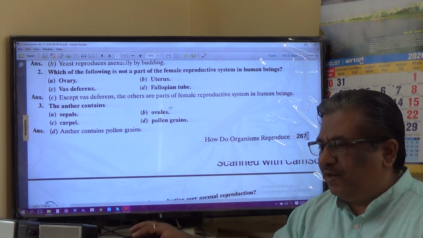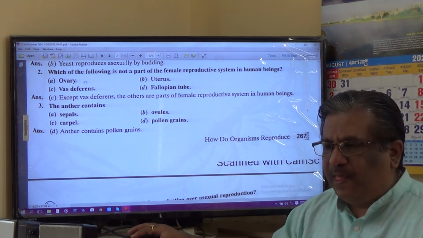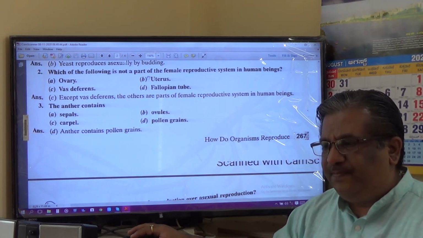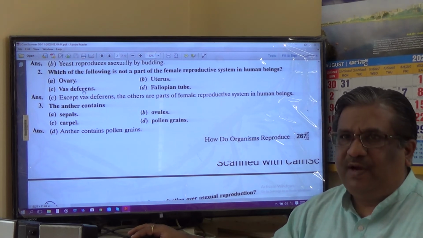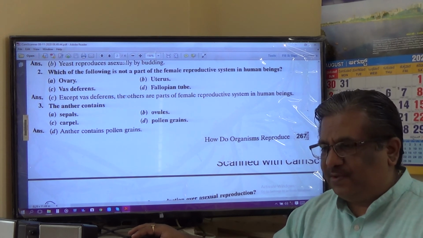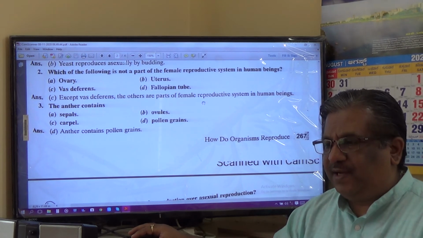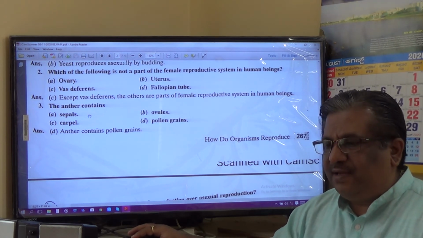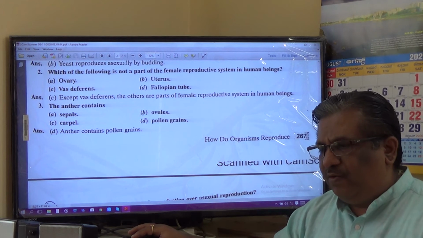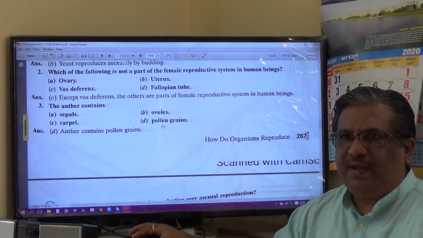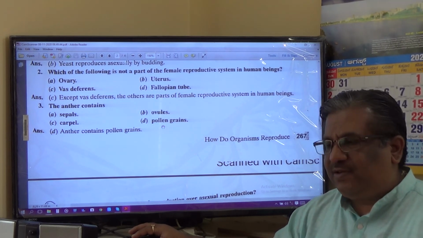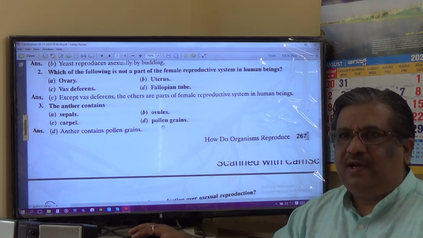Which of the following is not a part of female reproductive system in human beings? Ovary, it is a part of female reproductive system. Uterus, same. Vas deferens, no. Vas deferens is a part of male reproductive system. Fallopian tube, female reproductive system. So C, except vas deferens, others are the part of female reproductive system. The anther contains sepals, no. Carpel, no, it is a female reproductive part of the flower. Ovules, no. Pollen grains, yes. Anther contains pollen sacs which produce male gametes called pollen grains, which are yellowish in color.